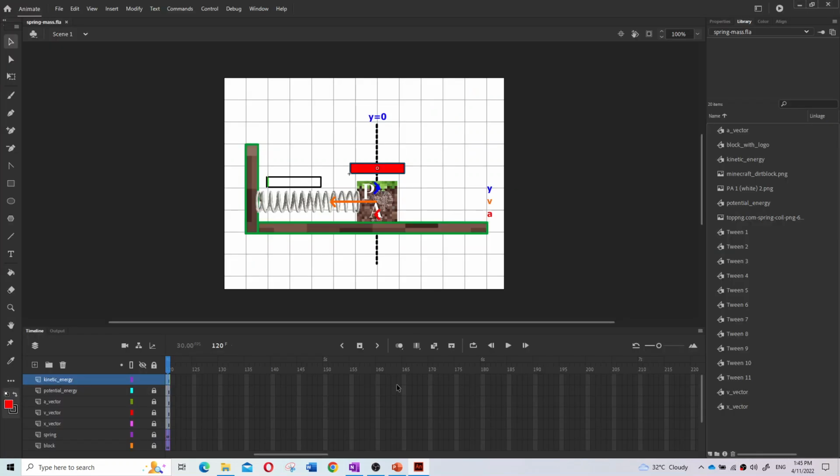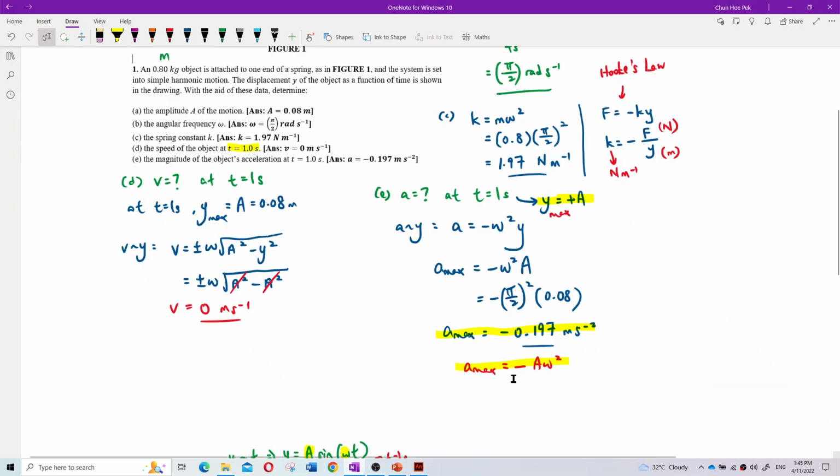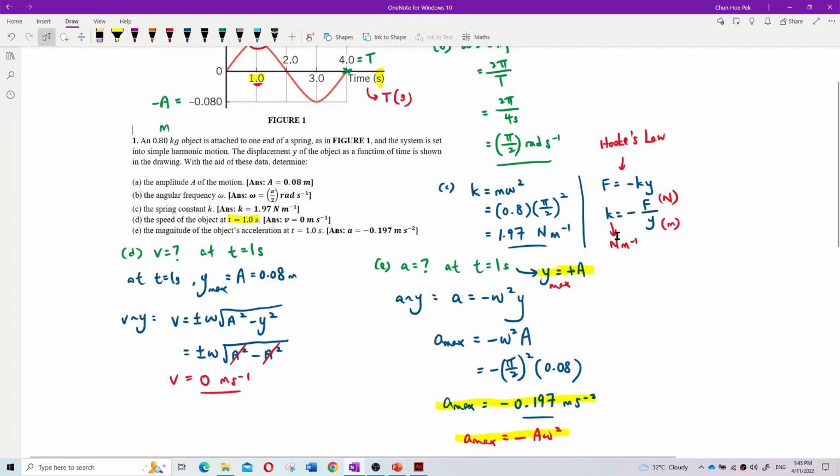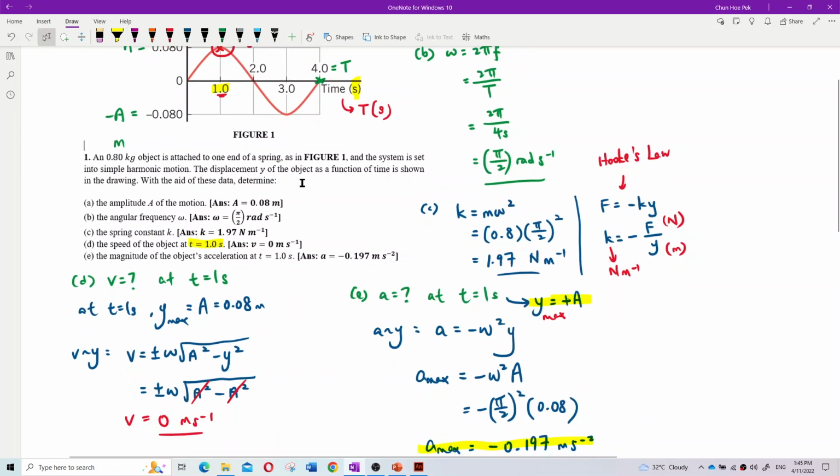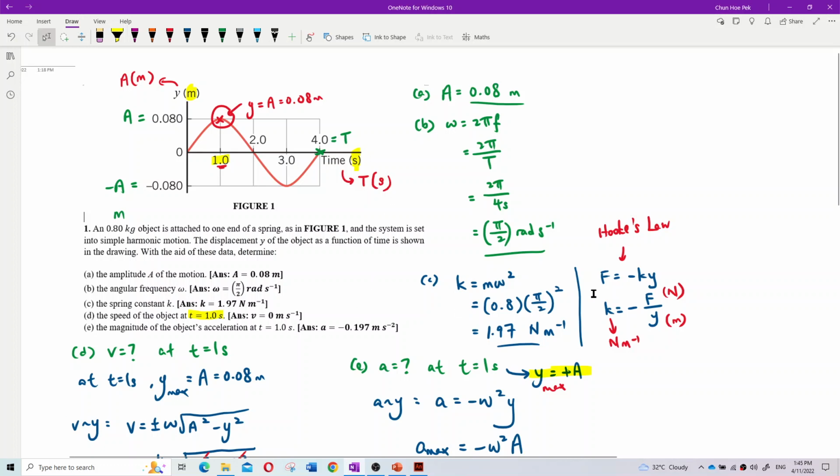So that's all. When displacement is maximum, at positive amplitude, the acceleration is also maximum, but in the opposite direction, which is this value. So it's correct. That's all for this video. I have taught you how to solve these questions, so please try out the other questions. Okay, see you.